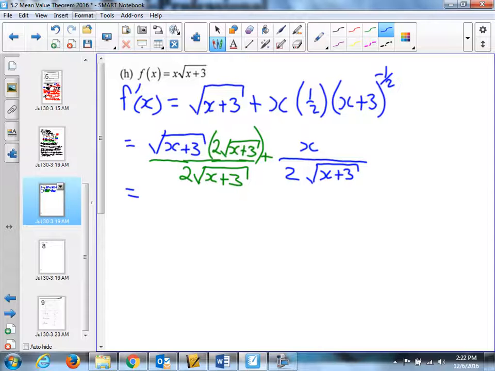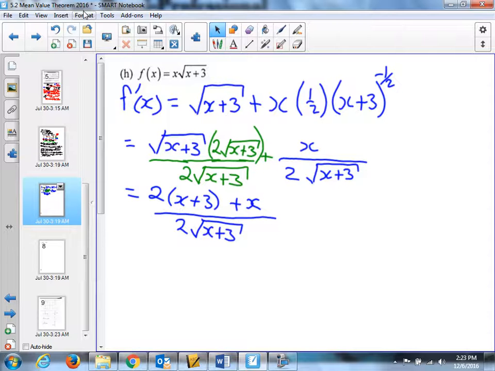don't ever multiply out the denominator. In this case it's not an easy one to multiply out anyways. Just keep it factored, right? 2 root x plus 3 on the bottom. But on the top, 2 times, so there's no other plain number, 2. What's root times root there? It's just the inside. Square root of x plus 3 times square root of x plus 3 is just x plus 3, added to x, all over that common denominator.